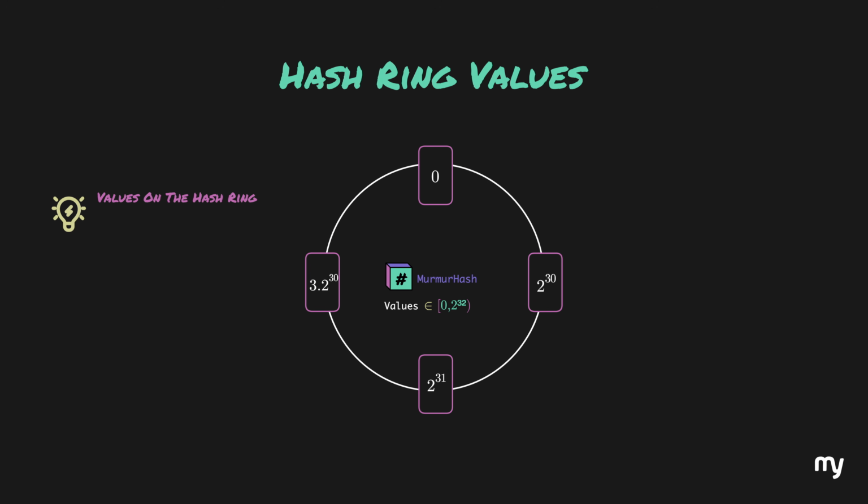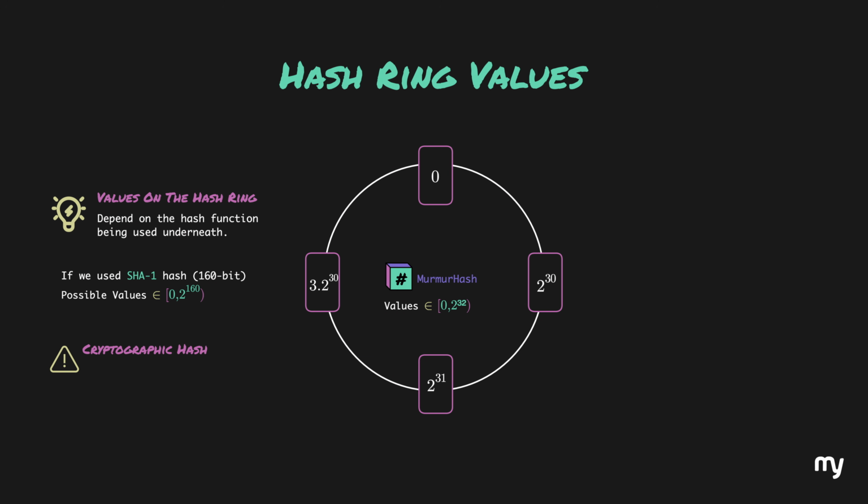So the values on the hash ring depend on the hash function being used underneath. If we were to use SHA-1 hash, which yields a 160-bit output, the possible values in the hashing ring would be from 0 to 2 to the power 160. However, cryptographic hash functions like SHA-1 are usually avoided in favor of better performance offered by non-cryptographic hash functions like murmur hash. So, when to use consistent hashing?